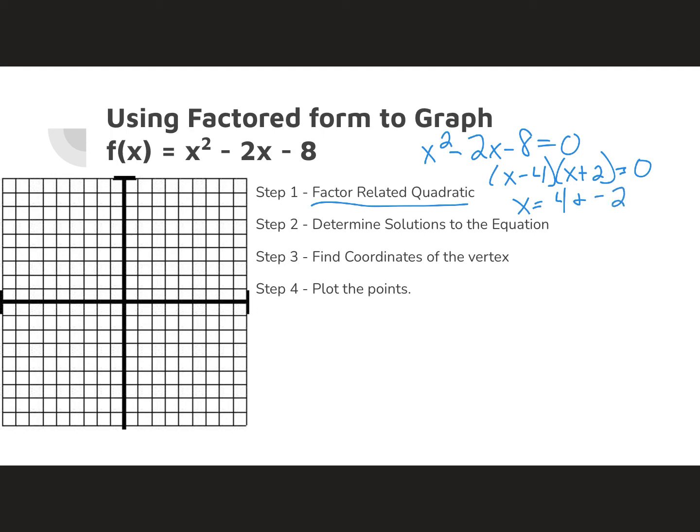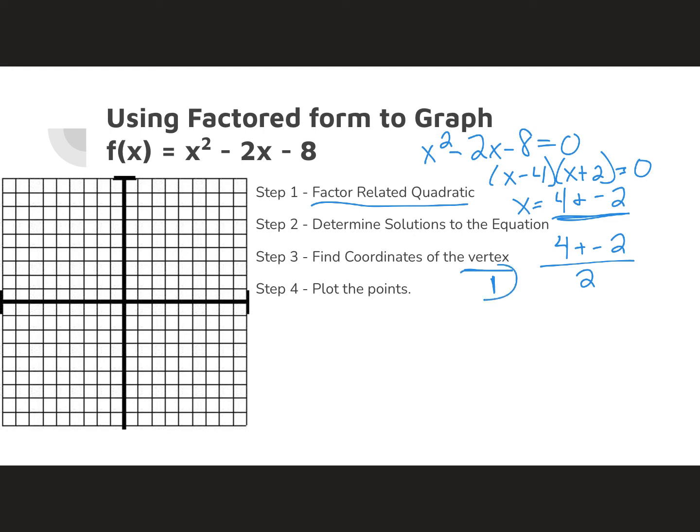Then we're going to find the coordinates of the vertex. So here's what you need to know of the vertex. We know these 2 points are my zeros. The vertex is halfway in between them. So we are going to add these two together, and then divide by 2. So 4 plus negative 2 divided by 2. 4 plus negative 2 is 2, divided by 2 is 1. That means our vertex has an x value of 1.